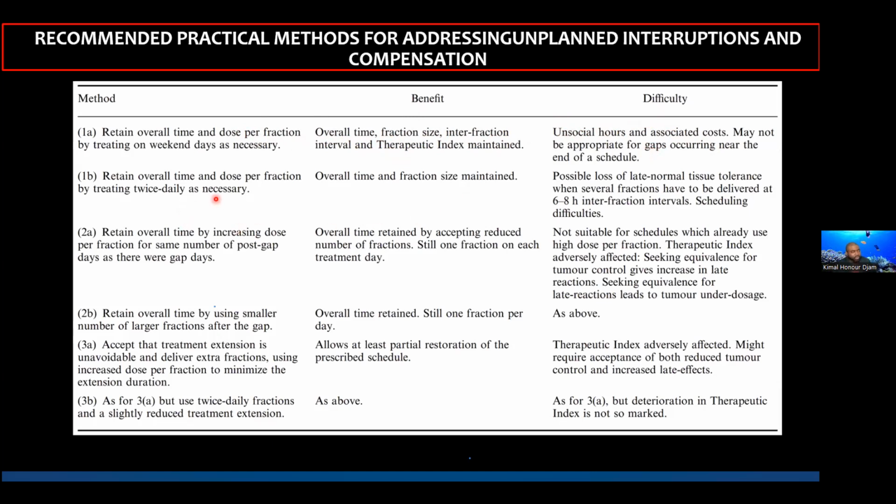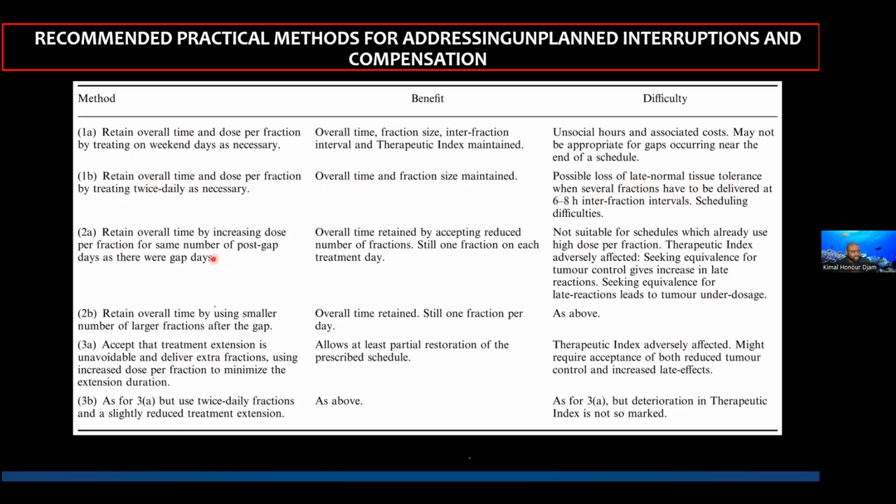Another approach would be to retain the overall treatment time and the dose per fraction, and we treat twice daily. The first was adding weekends. Now we're treating twice daily. Now the benefit is the overall time and fraction size stays the same. But the challenge and the difficulty is, remember, we need to keep a minimum of 6 to 8 hours of interfraction intervals in order to ensure full repair of the normal tissues. And therefore, there is always a potential loss of late normal tissue tolerance.